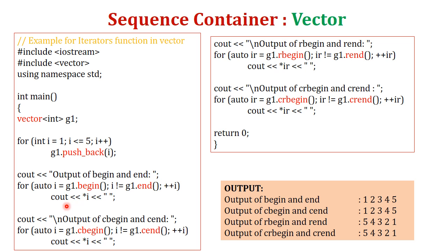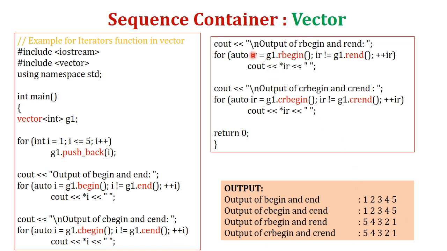And next is the output of cbegin and cend. Similarly, here we are using a for loop. Now we are using cbegin and we are going to verify until the end of the vector. Then we are going to increment, get the value from the vector, and display it. For example, 1, 2, 3, 4, 5, because only 5 values were inserted in the vector. It will show the same result.